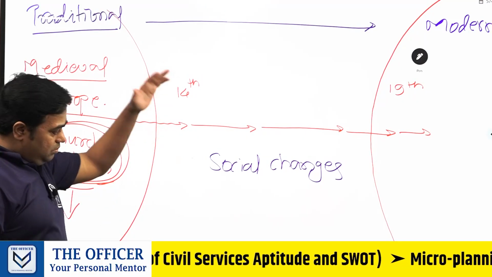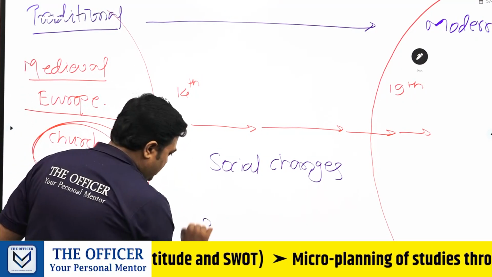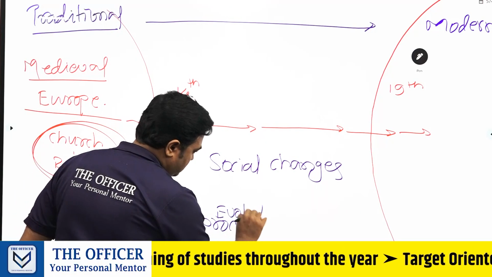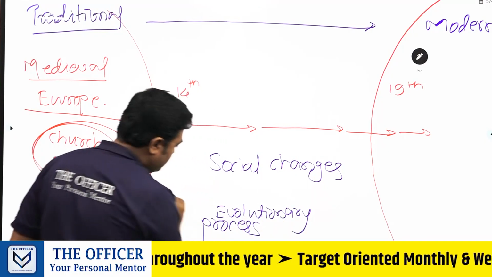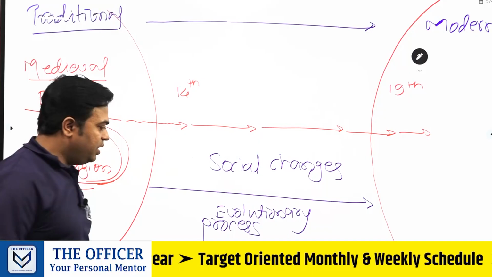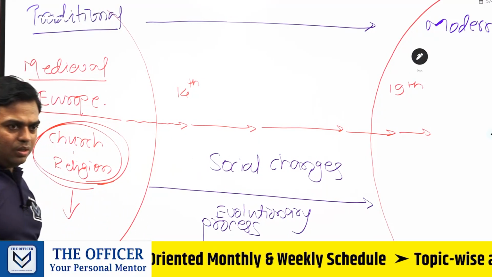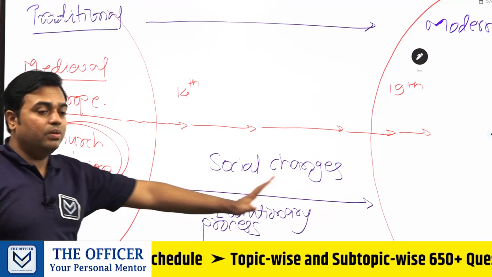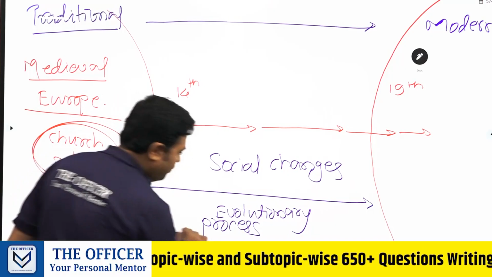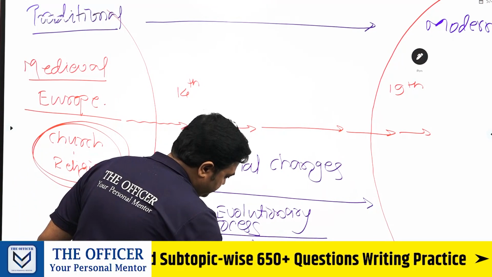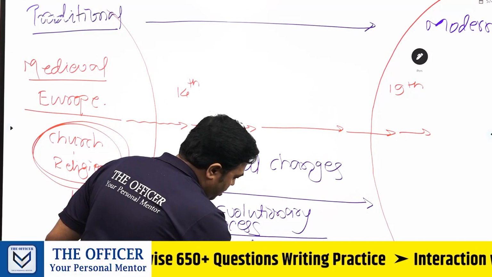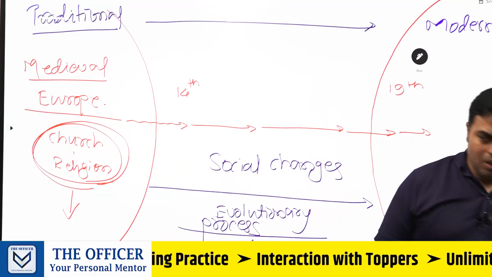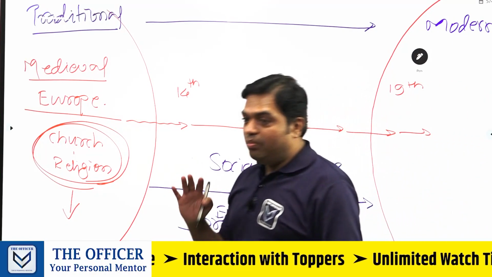But this happened in a process, an evolutionary process. This happened in an evolutionary manner. Okay? And this evolutionary process gets called the process of modernity. So modernity is the process through which European society transformed from traditional society to modern society.